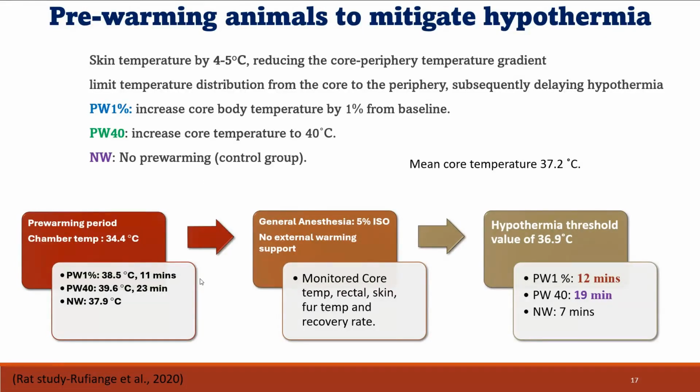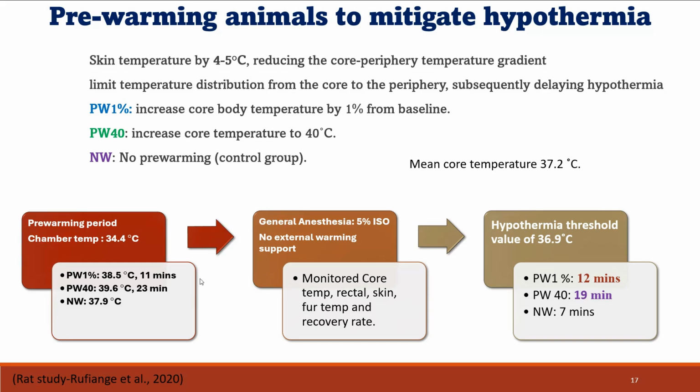Moving to the best practices, that is pre-warming of the animals to mitigate hypothermia. The concept of pre-warming involves increasing the skin temperature by 4 to 5 degrees, thereby reducing the core-to-periphery temperature gradient. This will limit temperature redistribution, and thus blood redistribution does not happen during general anesthesia, thereby delaying hypothermia. Based on that, a study was recently published in 2020 where they hypothesized whether pre-warming in laboratory rodents will work or not.